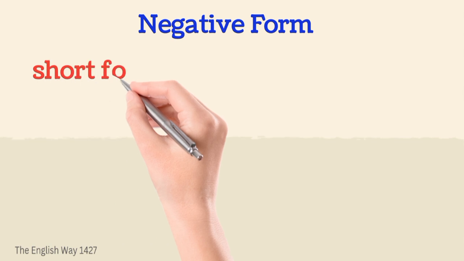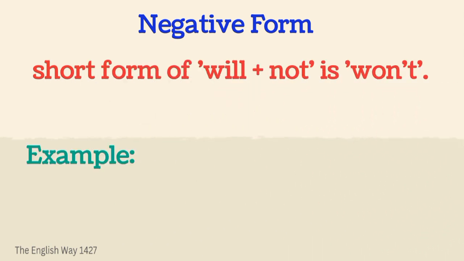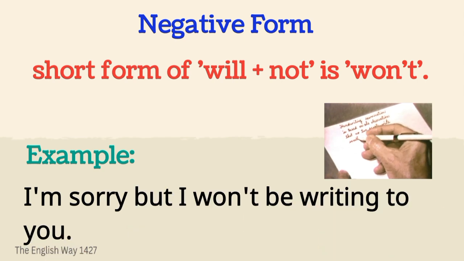Negative form. Short form of will plus not is won't. Look at the example. I'm sorry, but I won't be writing to you.